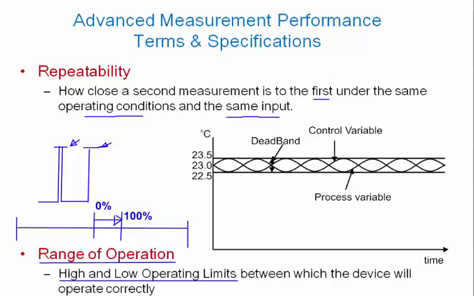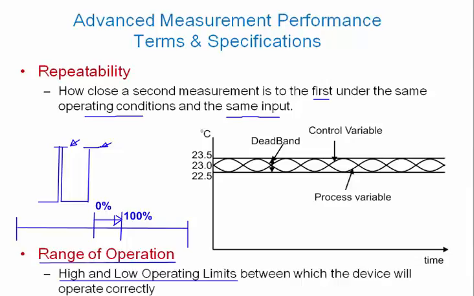The span of an instrument will have a ratio between the range of operation, and of course that determines the sensitivity of the instrument. So the smaller we can make that span, the greater the sensitivity of the instrument. And of course, as the sensitivity increases, we would expect repeatability to become poorer. So there is a sort of relationship between these.